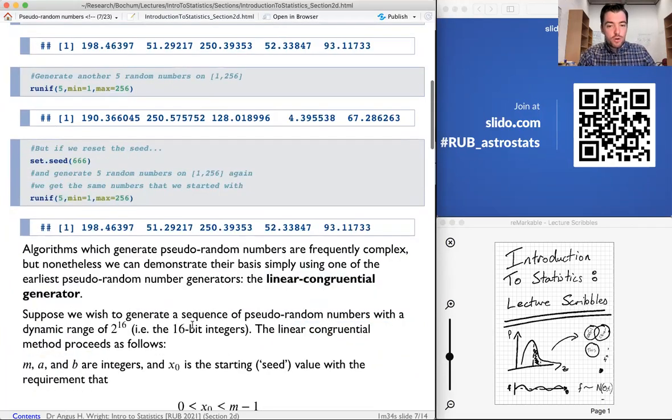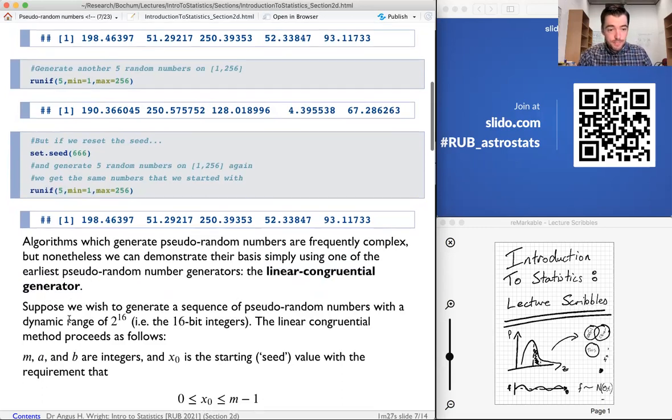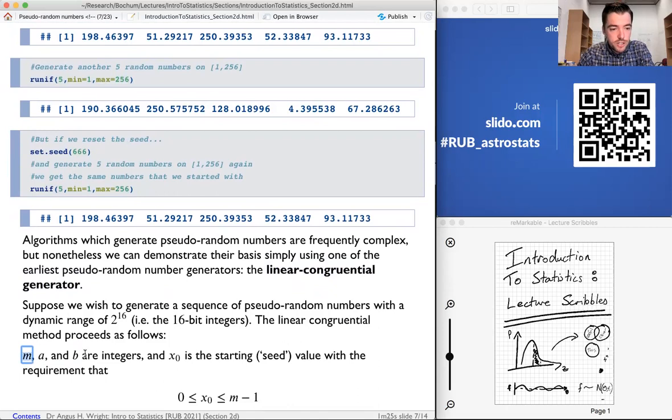So the linear congruential generator basically proceeds like this. It has 3 integers, m, a, and b, where m specifies the range of numbers that are going to come out, and a and b specify how the algorithm creates its chain. It's also got a random seed, which we call x0, and x0 obviously has to sit within 0 to m minus 1.